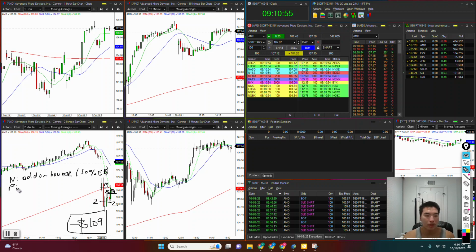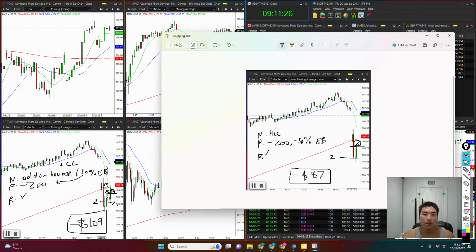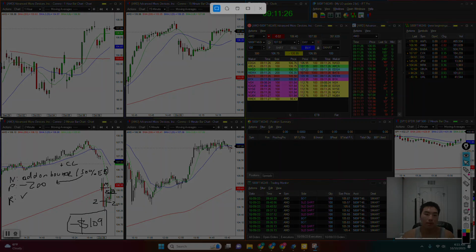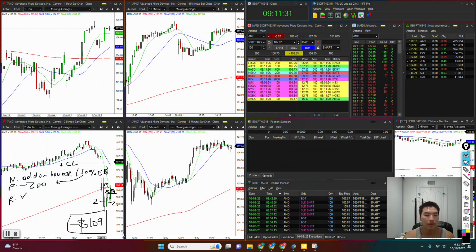Position, what we got for position? I mean, I already said it, but again, below the 200. Then 50% EB risk, chilling. Oh, I also added on the actual color change, plus the real color change right here. Again, not bad, just didn't get the follow through I wanted.